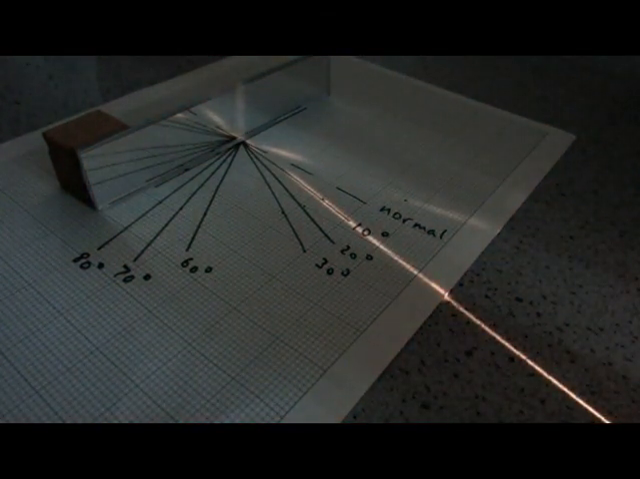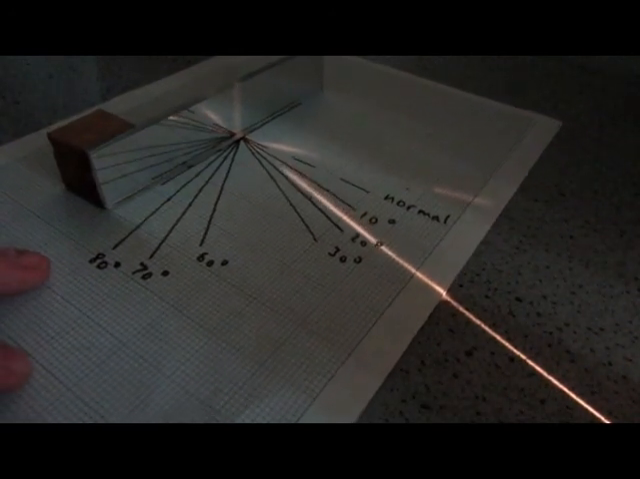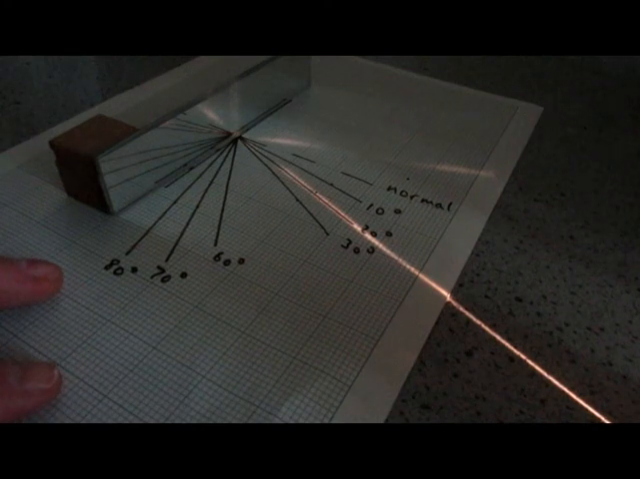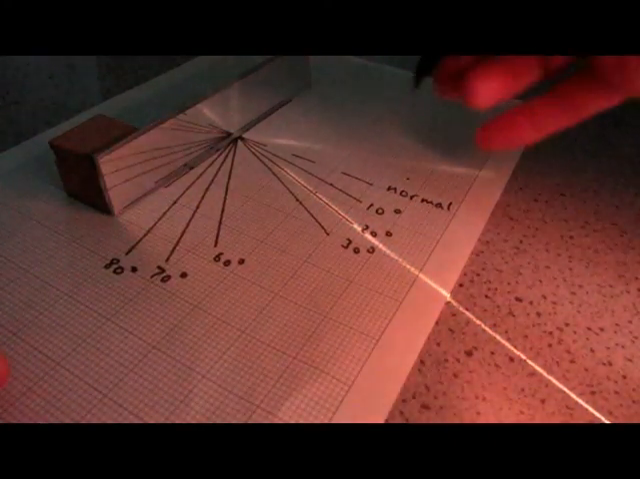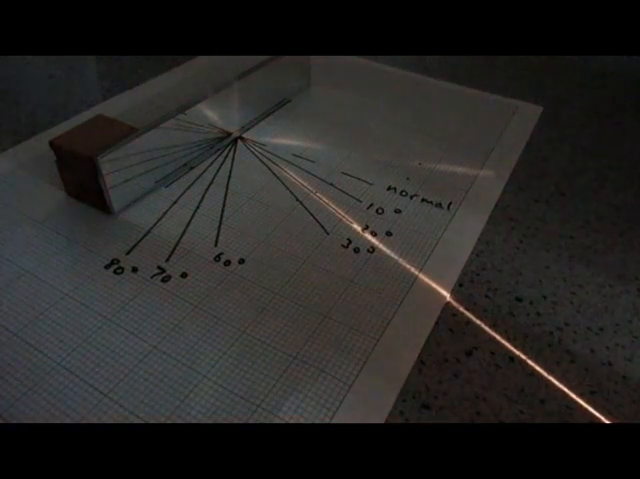I'm just going to keep moving it around now because I'll measure those angles later using a protractor. So if I increase the angle of incidence, we see that the angle of reflection also increases.